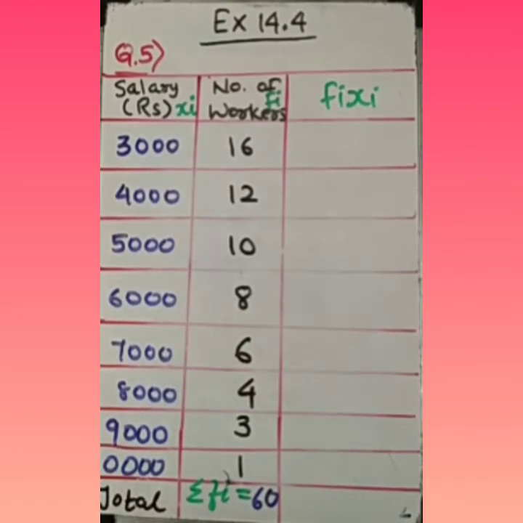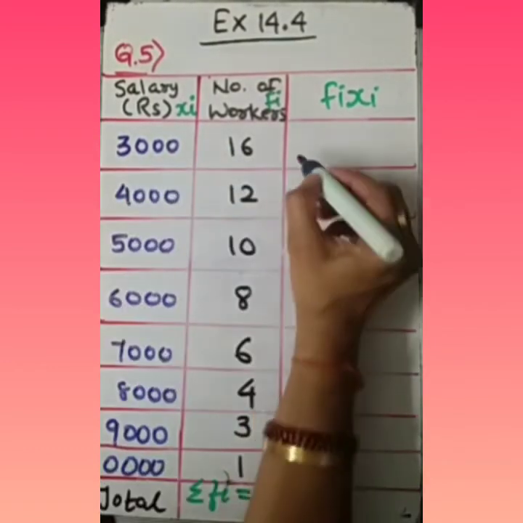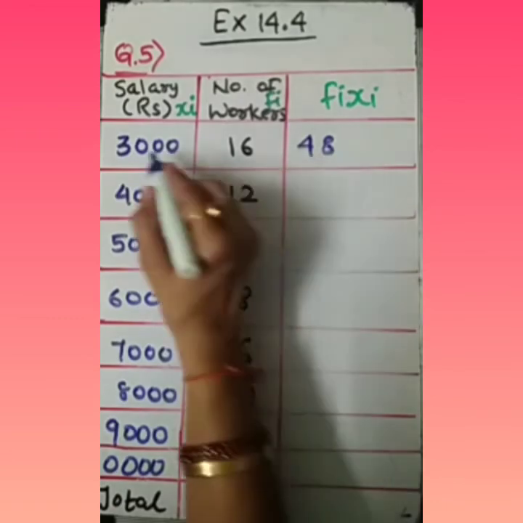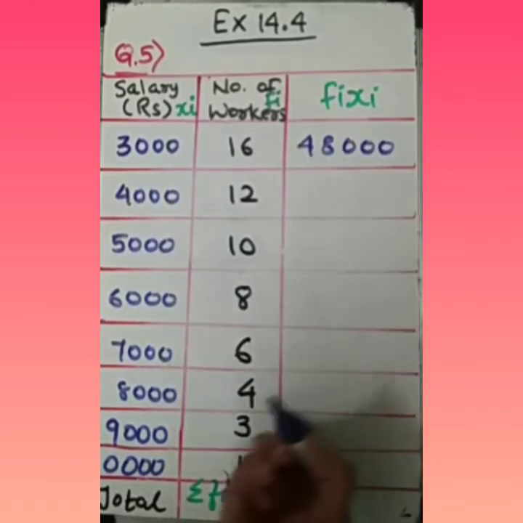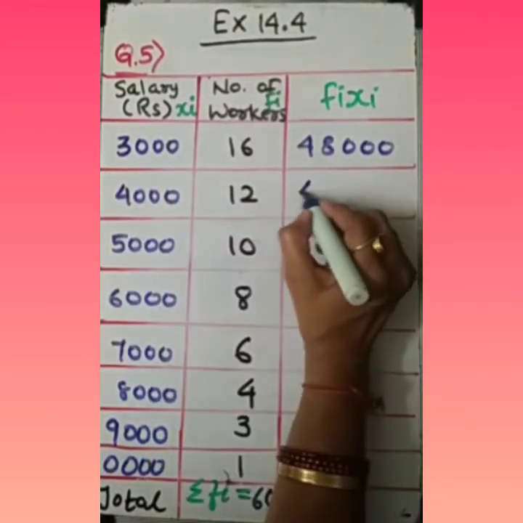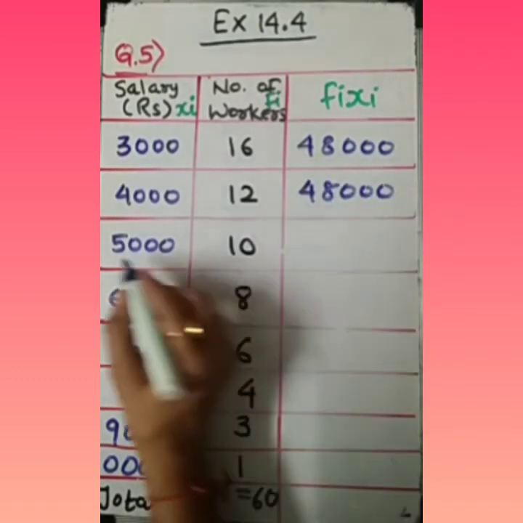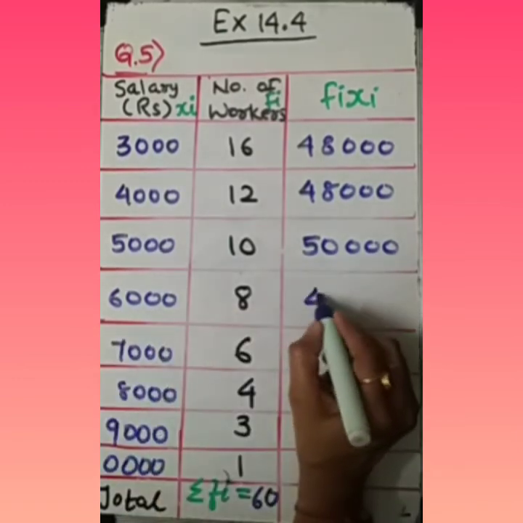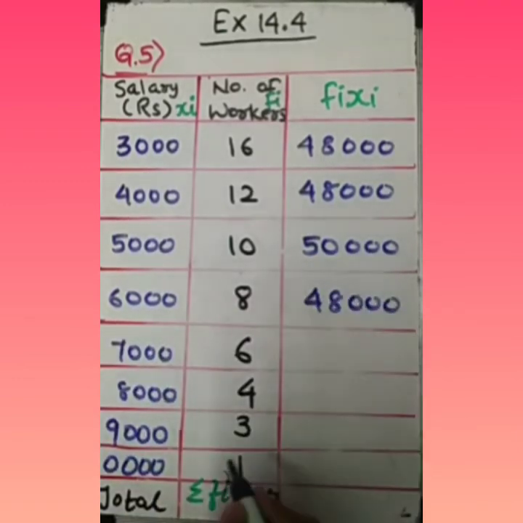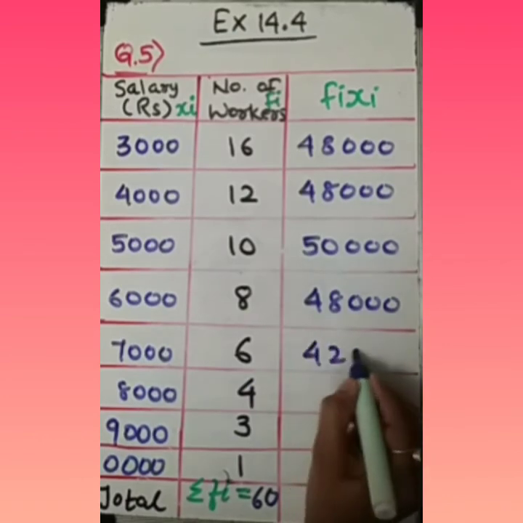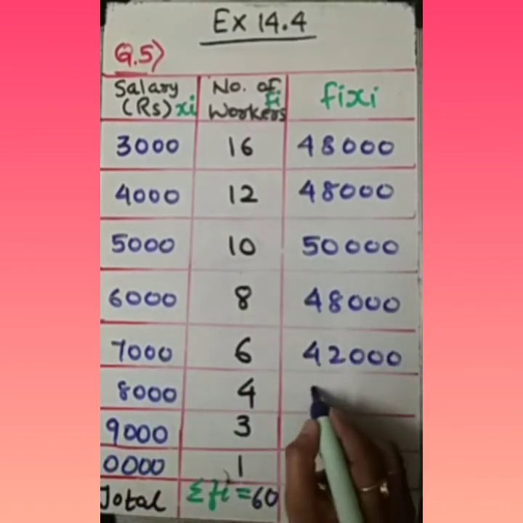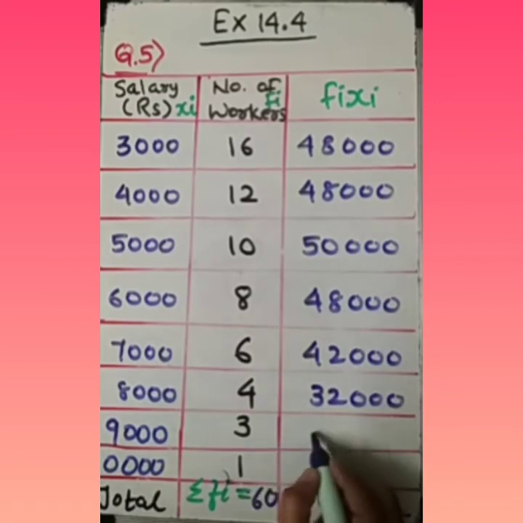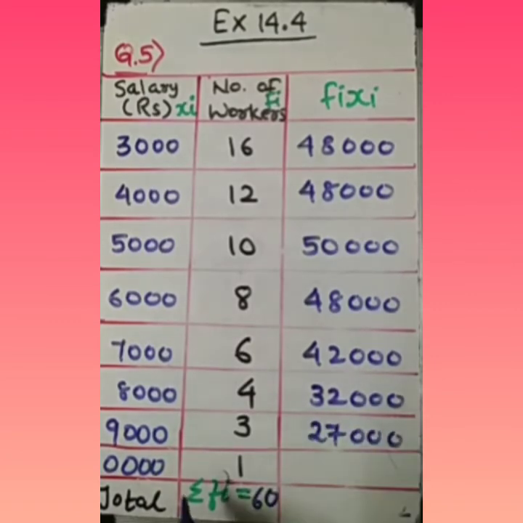Now let's work out fixi. This is a new pattern, a new thing. 16 times 3 is 48, along with that, 3 zeros should be there. 12 times 4 is 48. 10 times 5 is 50. 3 zeros already there. 6 times 8 is 48, 3 zeros will be there. 6 times 7 is 42. 8 times 4 is 32. 9 times 3 is 27, and of course 10,000 times 1 is 10,000.